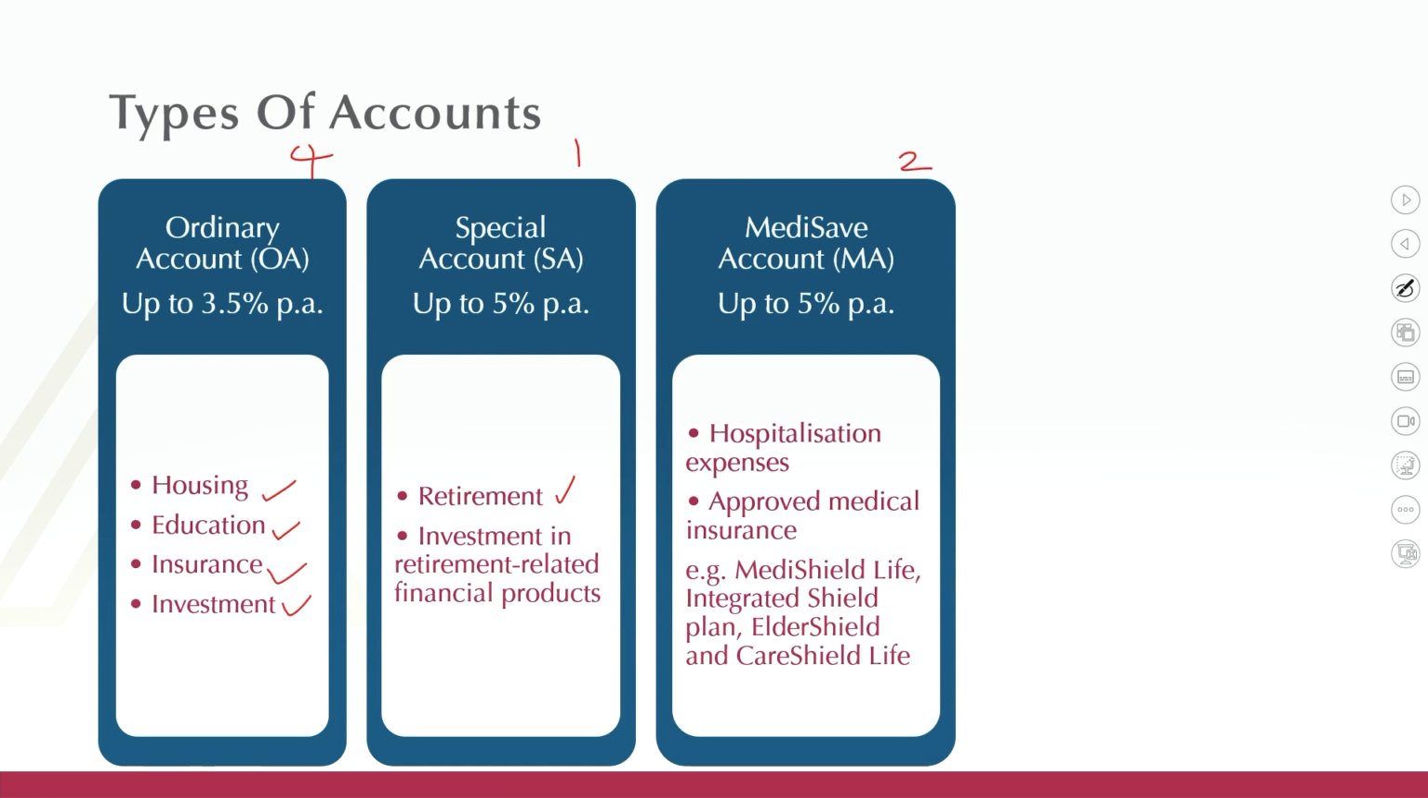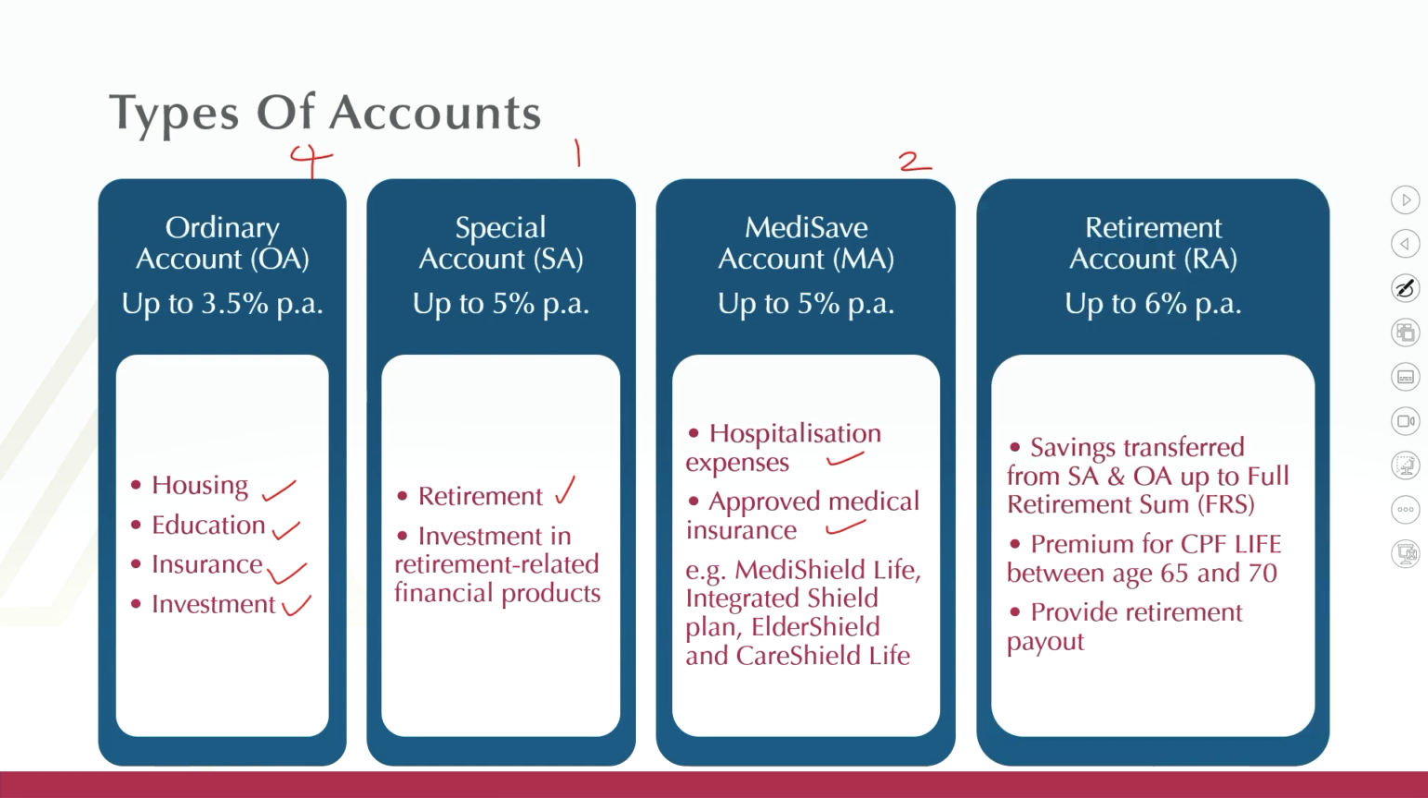So what are the 2 primary purposes? We know that we can use money inside our MediSave to pay for certain hospitalization expenses. We can also use the money inside to purchase approved medical insurance, such as your MediShield Life, Integrated Shield Plan, ElderShield, CareShield Life. The money inside your MediSave, we can't touch it at all. Even at 55, unfortunately, we will not be able to withdraw a single dollar from our MediSave account. The only time that this MediSave account comes out is when, unfortunately, we have passed on, then that money goes to the beneficiaries that we have nominated using a CPF nomination.